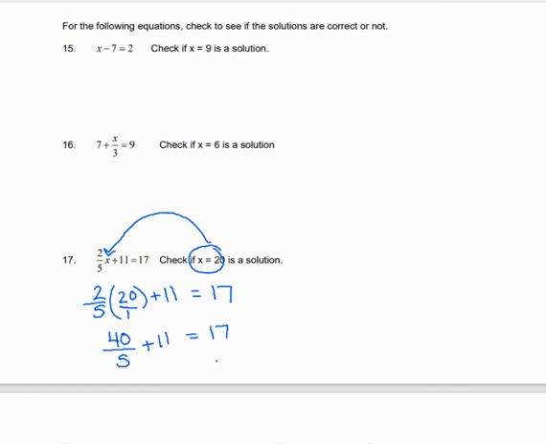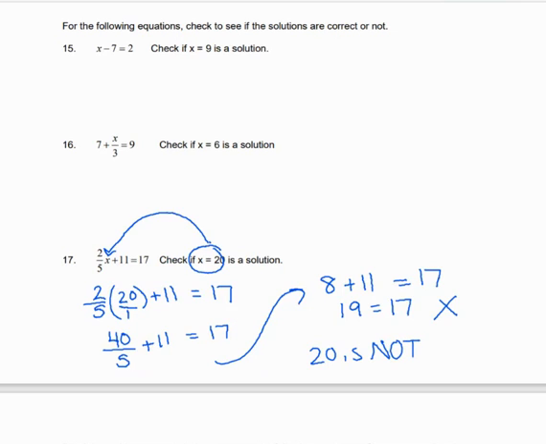Keep on simplifying. I'm just going to move over here. What's 40 divided by 5? 8. So 8 plus 11 equals 17. Exactly. Because what is 8 plus 11? 19. So what is this telling me? Is 20 a solution? No. So 20 is not a solution.